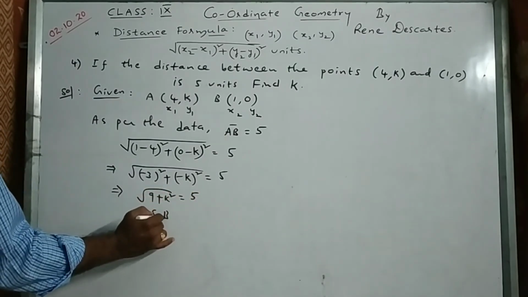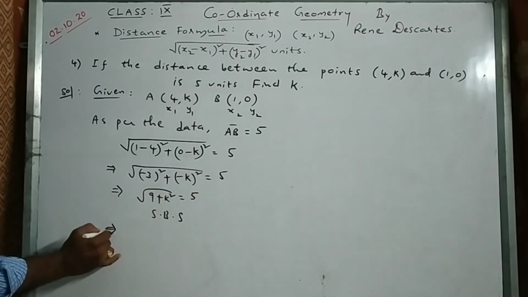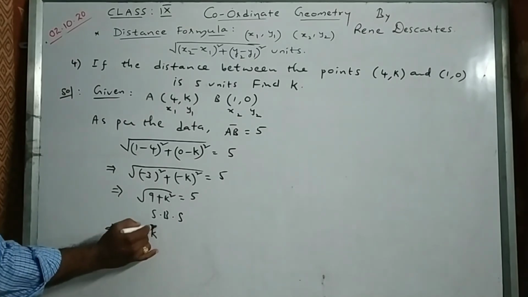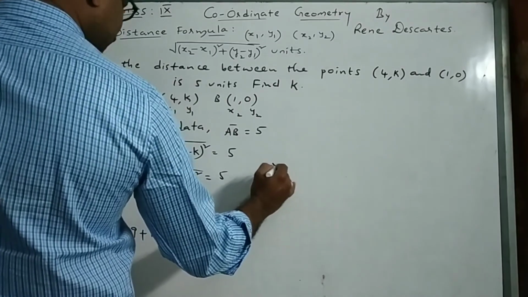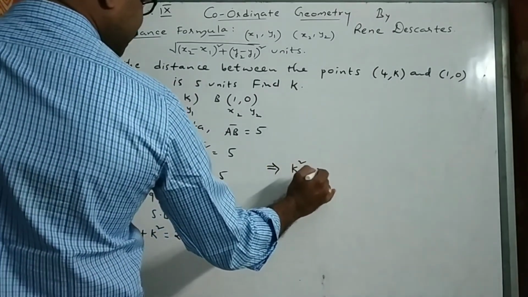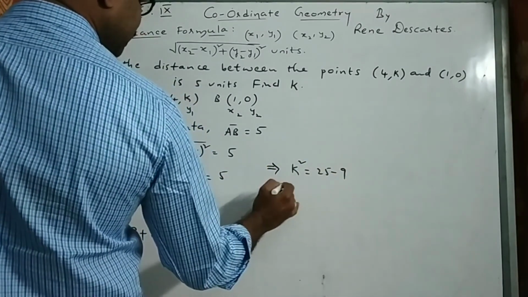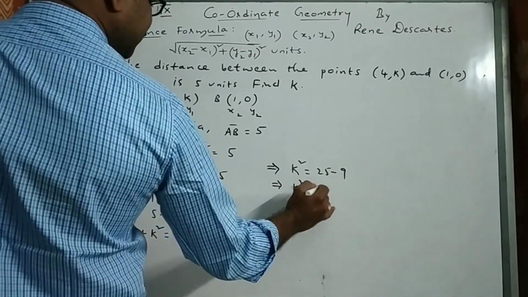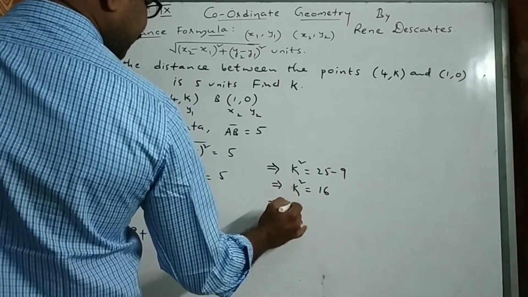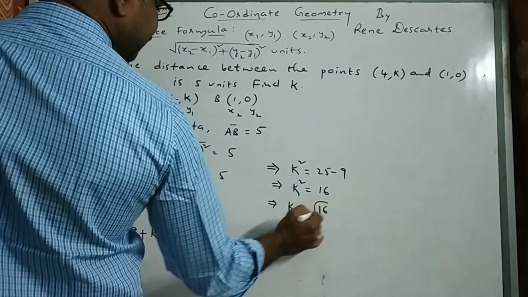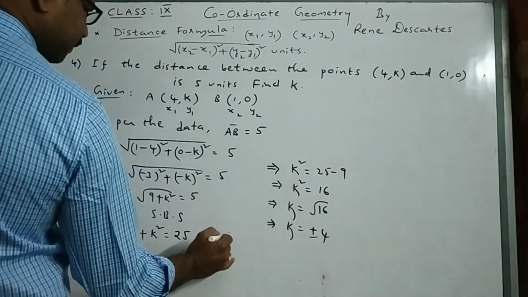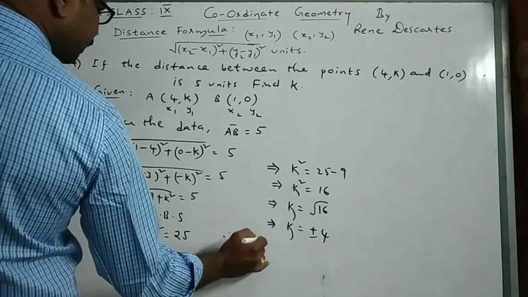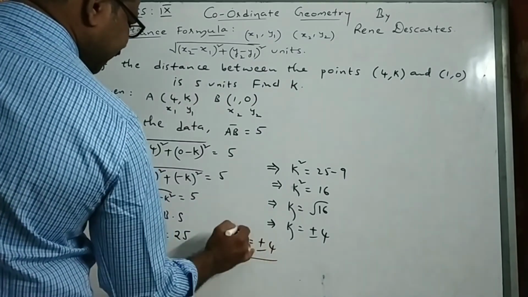To remove the square root, what should you do? Squaring on both sides. 9 plus k square equal to 5 square means how much? 25. So k square equal to 25 minus 9. k square equal to 16. k equal to square root 16. k equal to plus or minus 4. Therefore k value how much here? Plus or minus 4.